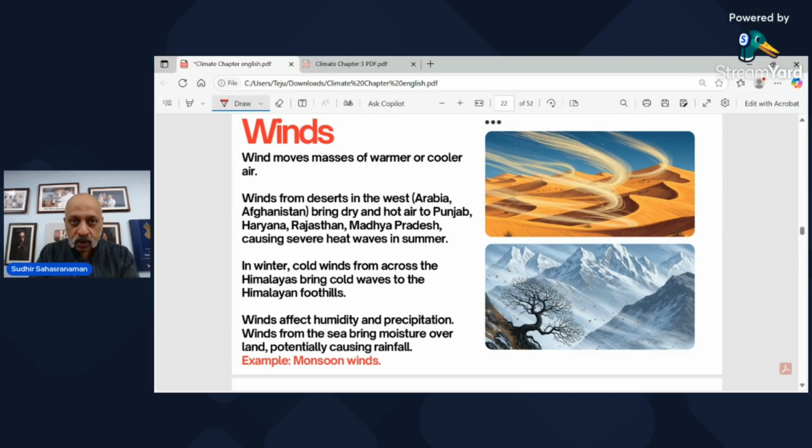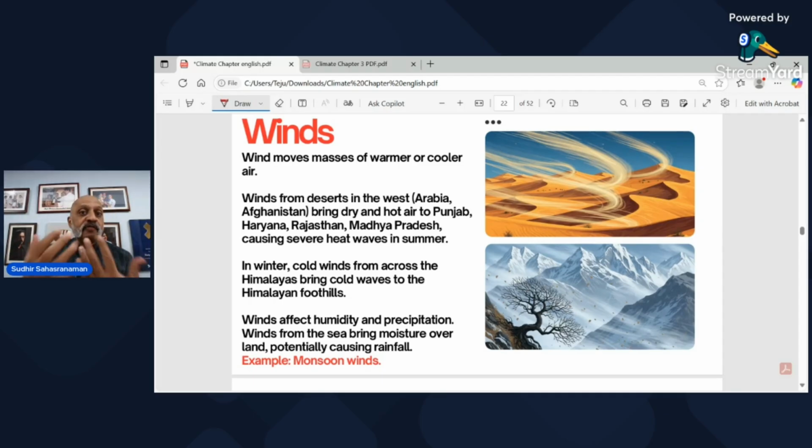Lu essentially does not mean bath washroom. It essentially means the hot winds which blow, especially during the summers in the northern part of India. These are winds coming from the western direction into India, right? In winter, as you can see in the second illustration, the cold winds from across the Himalayas bring cold winds to the Himalayan foothills. Whichever towns, hill stations are there in the foothills of the Himalayas, they bring the cold winds. So during the winter, it is like this, the second illustration. During the summer, it is the hot winds, which are known as the Lu.